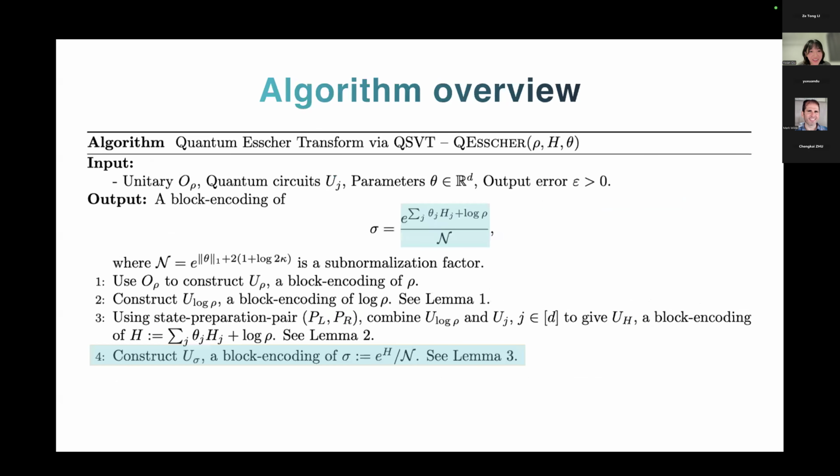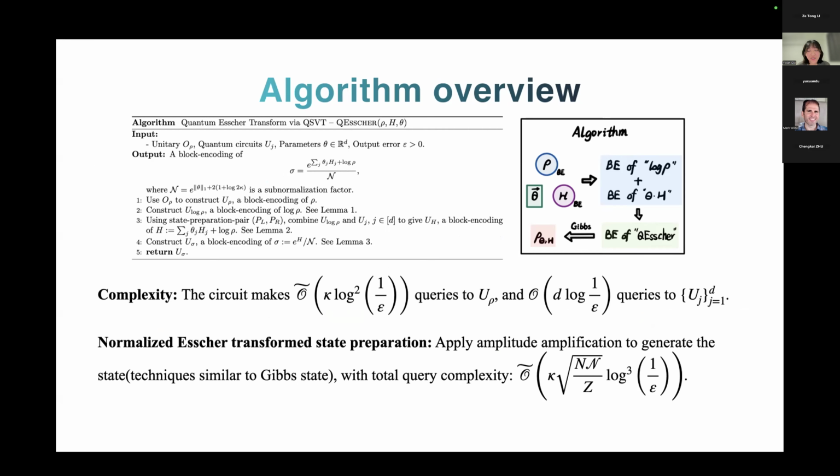Okay, I see. So if that's not there, then we would expect the norm to show up in the number of queries to Uj. Yes. It seems like what you're essentially doing is a QSVT algorithm to prepare a thermal state in some sense? Yes, it's very similar. We use a very similar technique to prepare it.